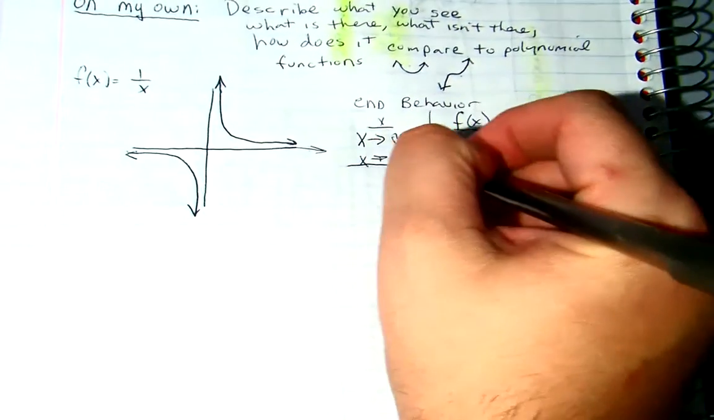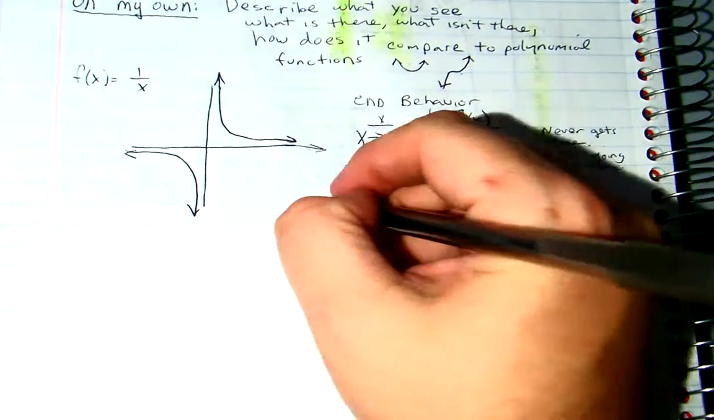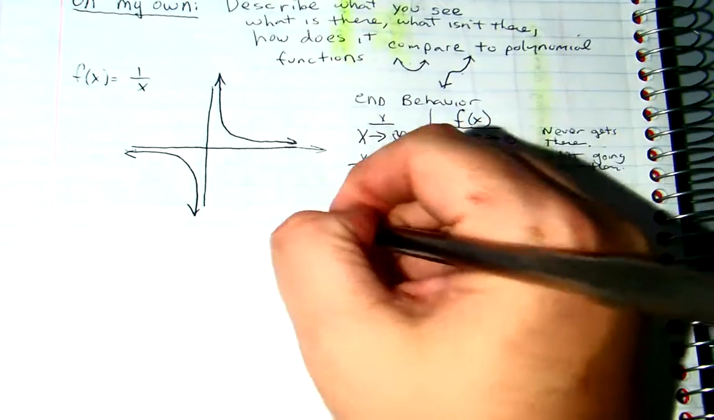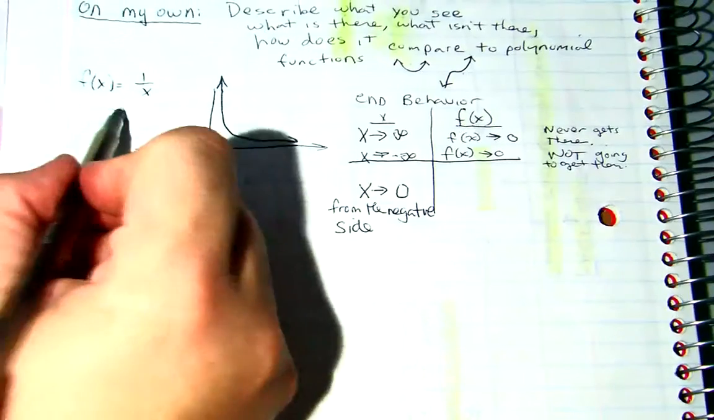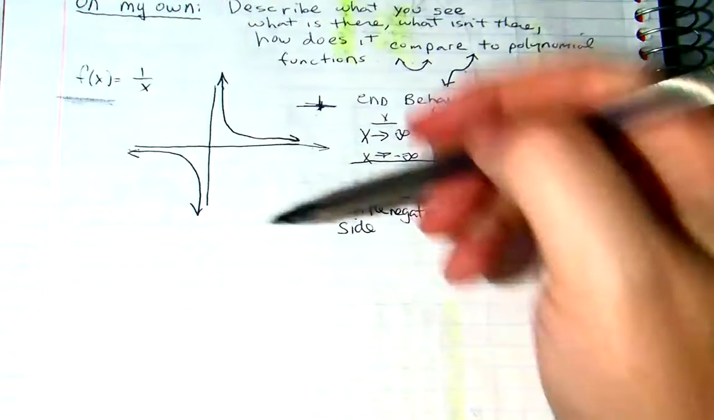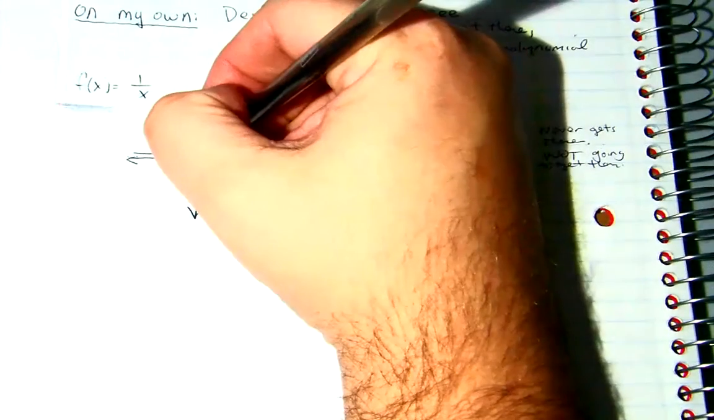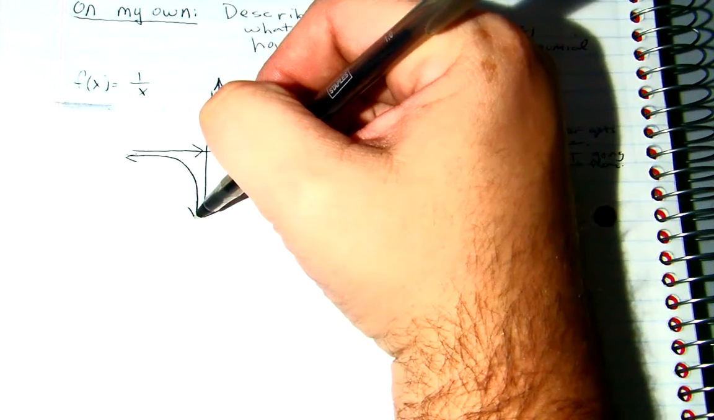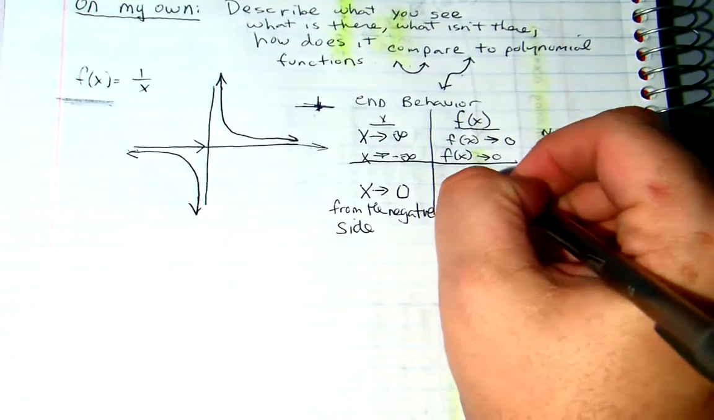How about this? As x goes to 0 from the negative side. So if I'm on the negative side, this right here is the negative side, this right here is the positive side of my graph. If x is going towards 0, I'm heading that way. Where am I heading towards? F of x is heading towards negative infinity.